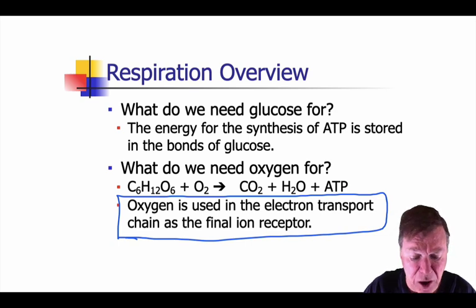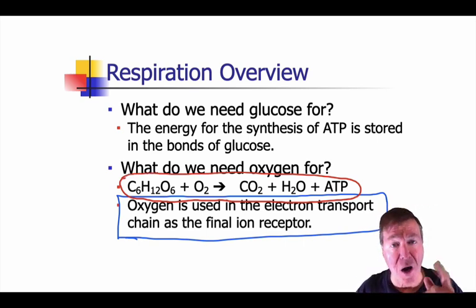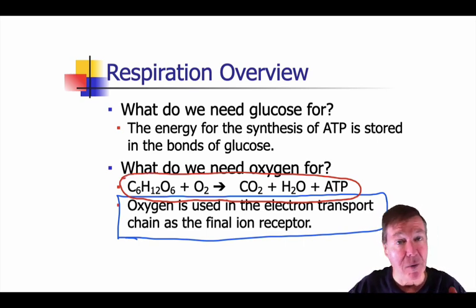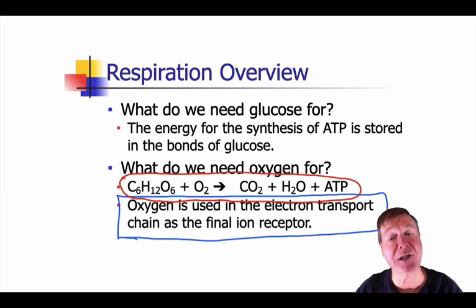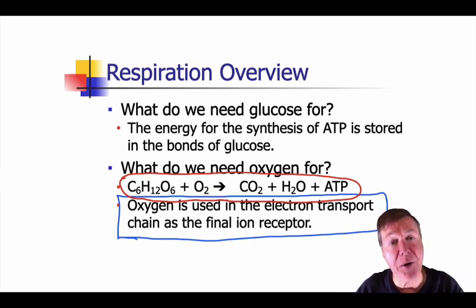You also ought to probably know this formula. C6H12O6 plus O2, oxygen. In the end result, we go through the whole process, we get carbon dioxide, we get water, and we get ATP. So it's basically glucose and oxygen, put through the process of glycolysis, Krebs cycle, and electron transport chain, those 3 steps. You get carbon dioxide, you get water, and you get ATP, 38 ATP.